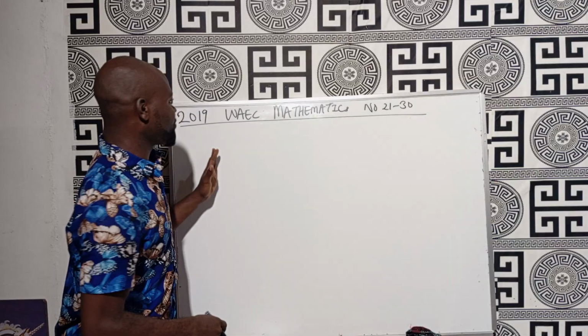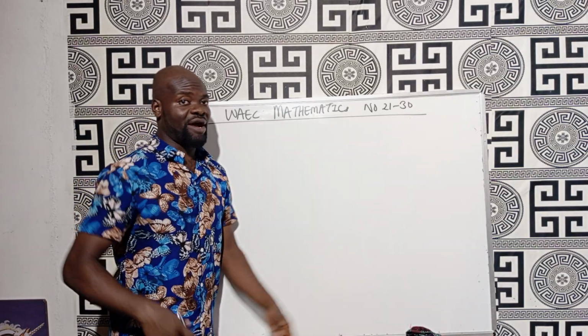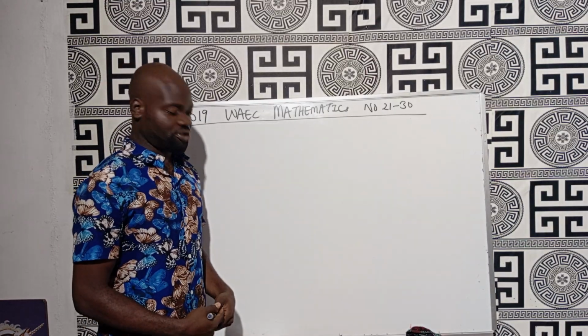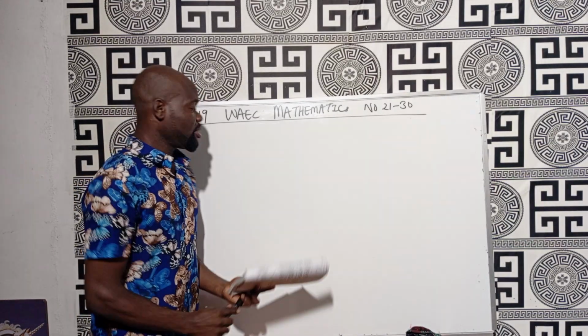So let's start from number 21 to 30. Now we have done from 1 to 20. So 2019 WAEC Mathematics question. So let's go number 21 now. Number 21.